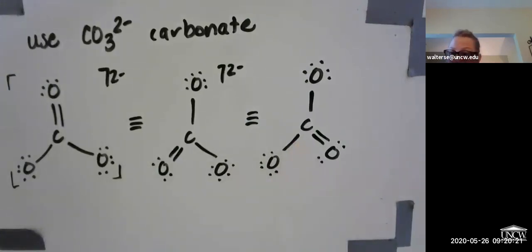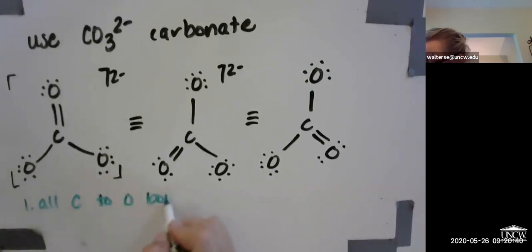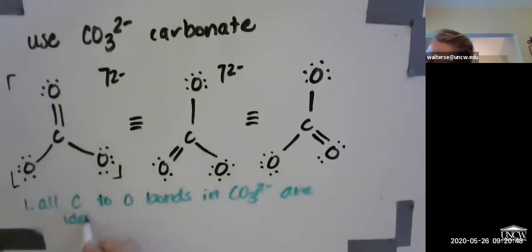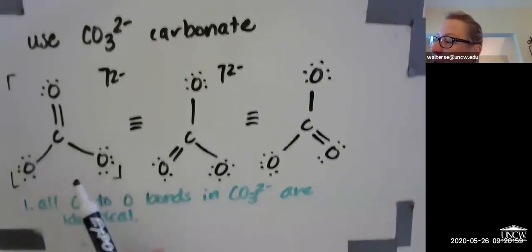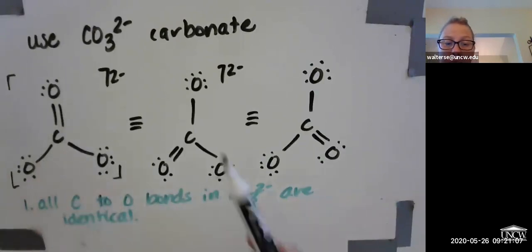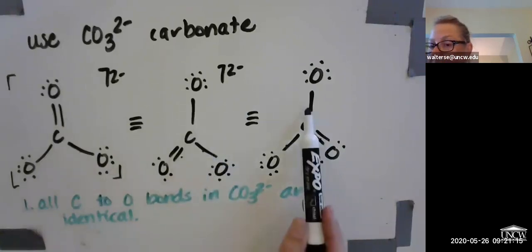Now there are a couple of things I need to tell you that are based on experiment. The first, and pretty much the most important, is that all the carbon to oxygen bonds in carbonate are identical. That's based on looking at things like bond vibrations. So this bond is equivalent to this bond, which is equivalent to this bond.